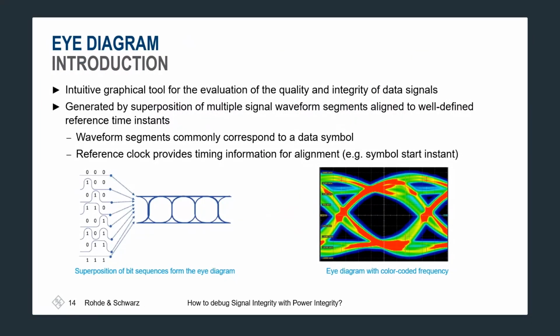So what is an eye diagram and where do we need it? An eye diagram is a graphical tool for evaluation of the quality and integrity of data signals. It is generated by superpositioning short segments of the waveform in a way that the nominal edge locations and voltage levels are aligned, resulting in a shape which is similar to an eye. Eye diagrams are usually drawn either in monochrome or color trace to indicate the density of the waveform samples at any given point of the display.